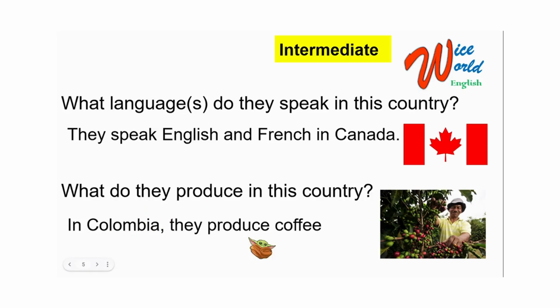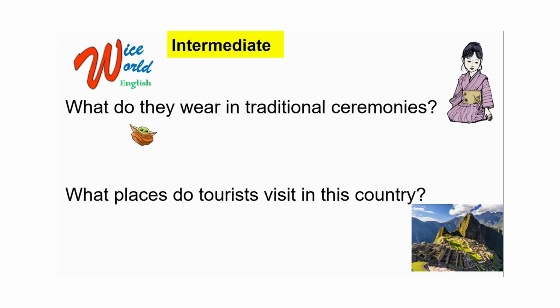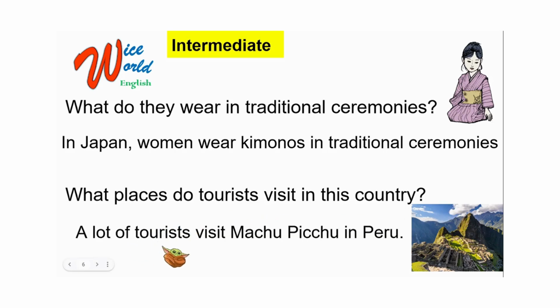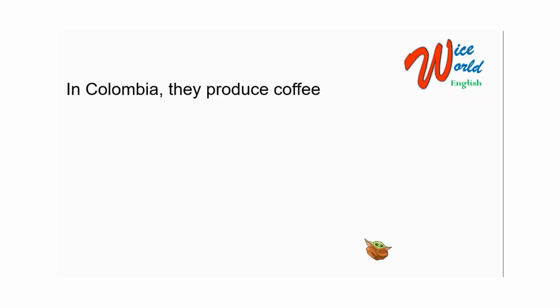In Colombia, they produce coffee. Let's go to the next one. In Japan, women wear kimonos in traditional ceremonies. Finally, the last one, look at this country. A lot of tourists visit Machu Picchu in Peru. Okay, so now we have all these sentences in active voice.